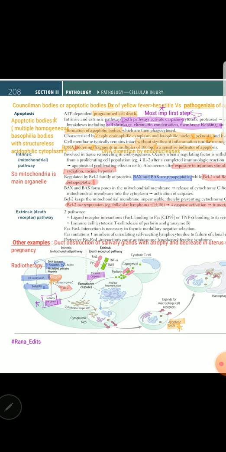And there are many examples. A few are given here, like remodeling of the embryo during embryogenesis. A few cells die and a few keep proliferating. This is by apoptosis. And another which is asked is duct obstruction of the salivary gland, in case of the parotid or submandibular gland, leads to atrophy, and this atrophy is mediated by apoptosis.